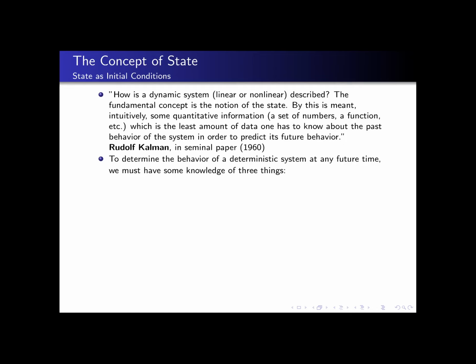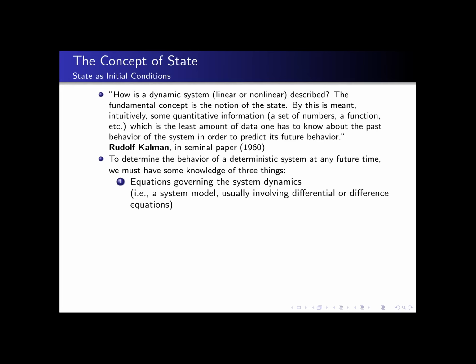To determine the behavior of a deterministic system at any future time, we must have some knowledge of three different things. One, we need some equations governing the system dynamics. In other words, a system model. We must also know what the control function or external forcing function is, if any. But then always we need to know what the initial conditions are. We cannot solve the differential equation for the future state of the system unless we know what the state is at the beginning.